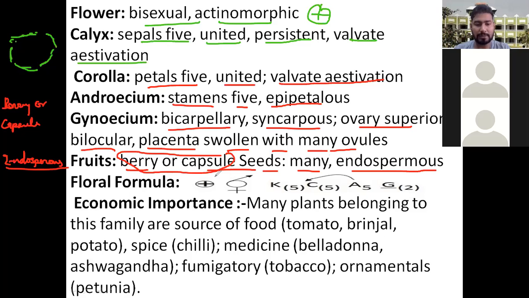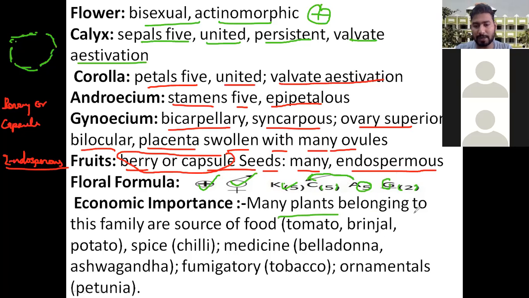Now floral formula: actinomorphic, bisexual, gamosepalous condition, pentamerous. Then again epipetalous. This represents the epipetalous androecium 5, and this corolla is also 5 united, and superior ovary, and this bicarpellary syncarpous.